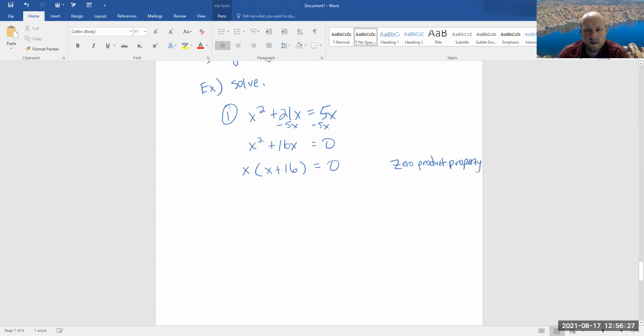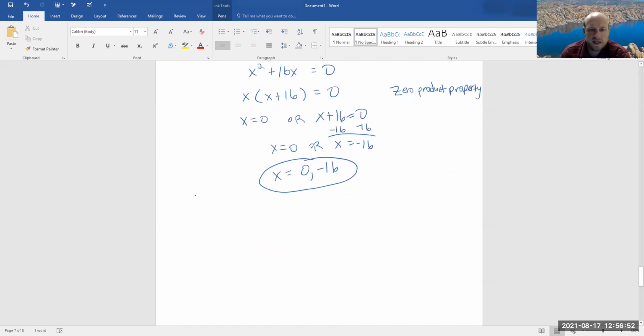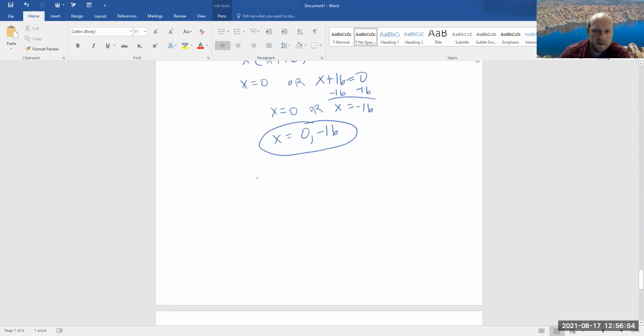And then now this is where we use our zero product property, right? So I'm going to set x equal to 0, or I'm going to have x plus 16 equals 0. And when I solve this one, I'm going to get that x equals negative 16, or x equals 0. So really, my answer is 0 or negative 16 for x, right? And we could definitely check this. So we could plug it back in to the original equation. I could do both, right?